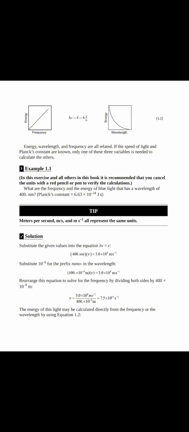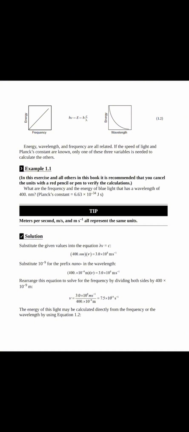Solution. Substitute the given values into the equation. Wavelength times frequency equals the speed of light. 400 nanometers times frequency equals 3.0 × 10^8 meters per second. Step 1. Substitute 10^-9 for the prefix nano in the wavelength. 400 × 10^-9 meters times frequency equals 3.0 × 10^8 meters per second.